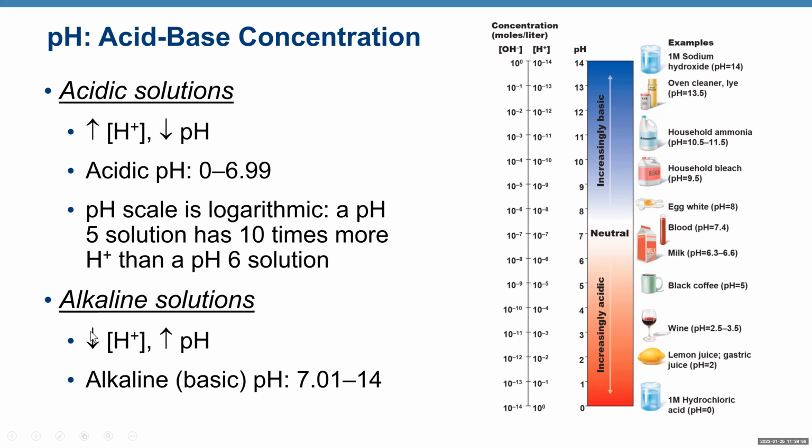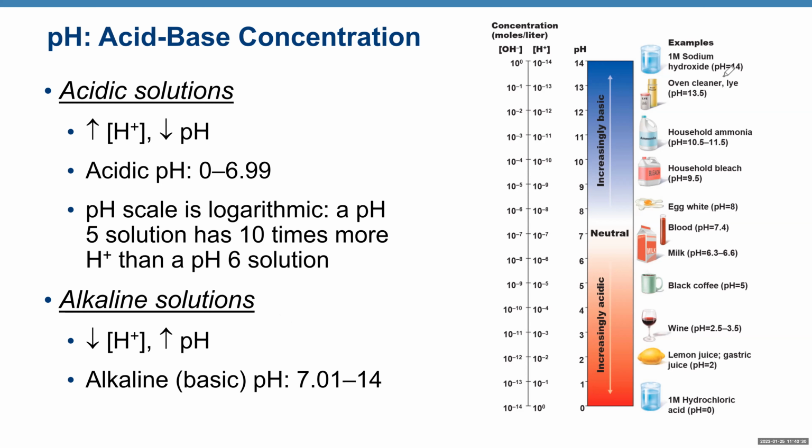In an alkaline solution, remember, the concentration of hydrogen ions decreases, but pH goes up. So alkaline or basic pH is from 7.01 to 14, right? And here we have some examples. So here's our concentration of hydrogen ions. When it's 10 to the minus 14 power, that's our pH 14. And pH 14 is our alkaline solution.